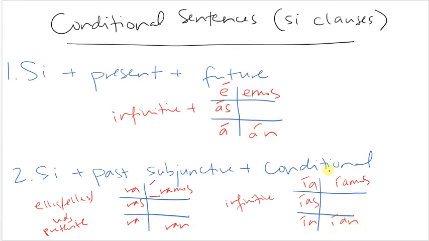And the conditional and future have a lot of the same irregulars. Well, they have all the same irregulars. So tendré, vendré, pondré, saldré, querré, haré, diré, all those ones. So you've got to remember those. And remember, the future tense means will do something. The conditional tense means would do something.